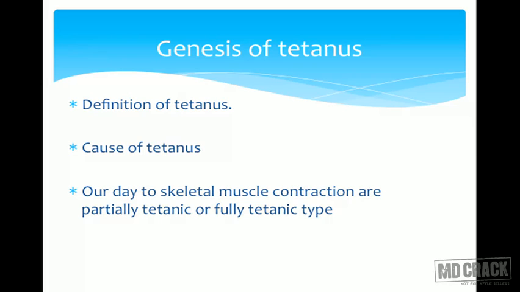Because of that, what will happen? The muscle will start contracting, and before it relaxes, there is a next action potential. So because of that, what will happen? The calcium level can be maintained higher. The summation effect will occur and the muscle will go into a sustained state of contraction. This smooth sustained state of contraction is very, very important for the skeletal muscle, and your day-to-day activities are either partially tetanic or the tetanic type.